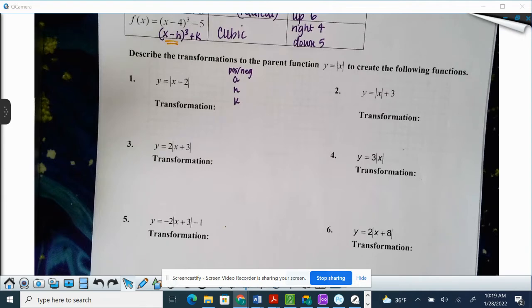A would be more steep, less steep. H is slide left and right. K is slide up and down. And if you make that mental checklist for everyone you walk into, you won't mess up.